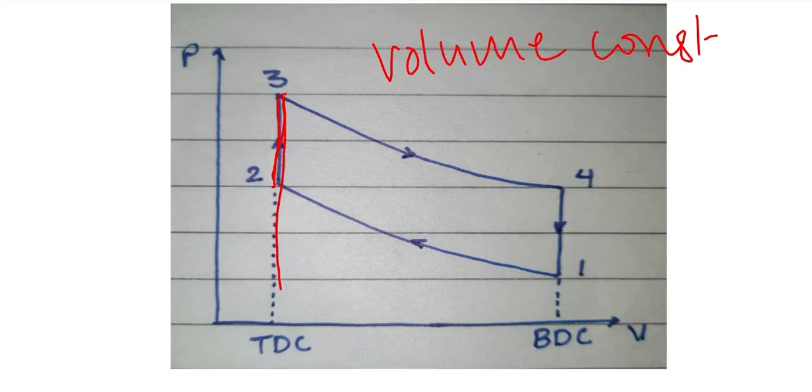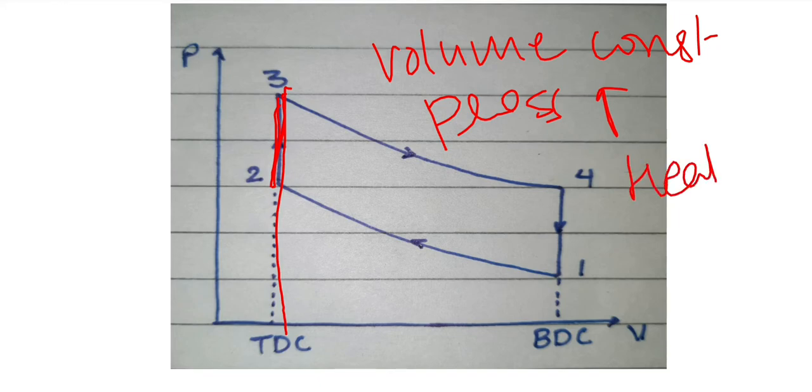See here, the volume is constant, and the pressure is increasing. Volume is constant but pressure is increasing. Here the heat is added in the cylinder. But how will we add the heat in the cylinder?